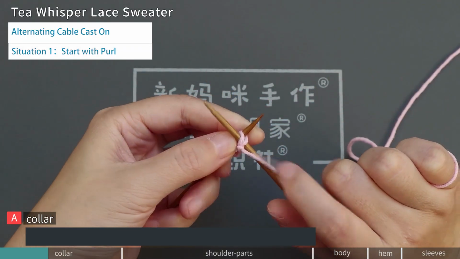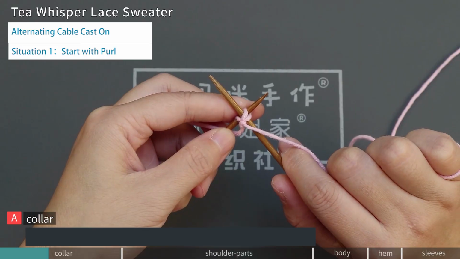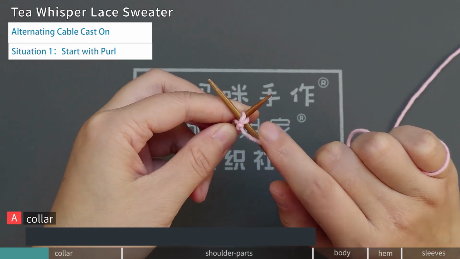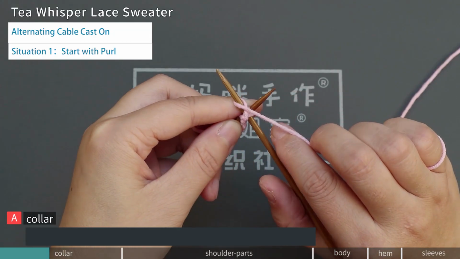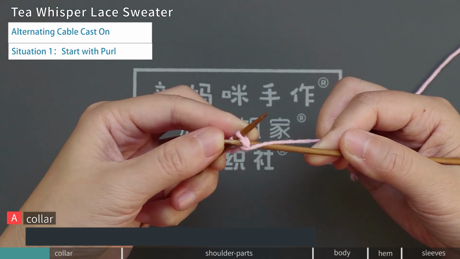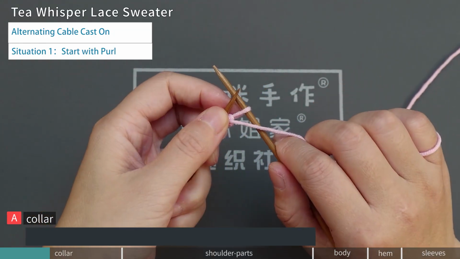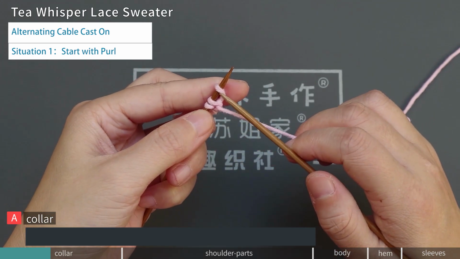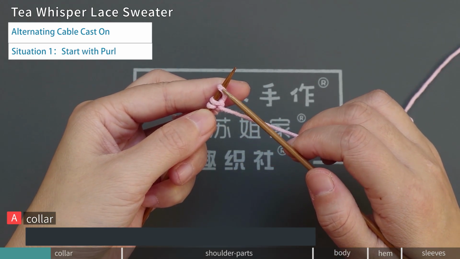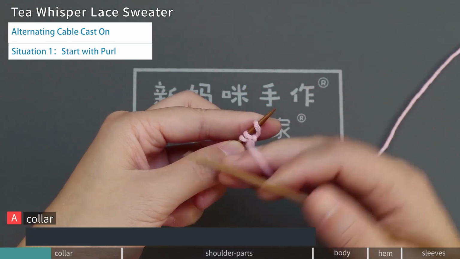Pay attention, this is the position between the loops. Do not pass through the loops themselves. Then yarn over. Pull it through. Slip it onto the left needle. This is the third stitch. This one is a purl stitch. You can see the yarn is now above.